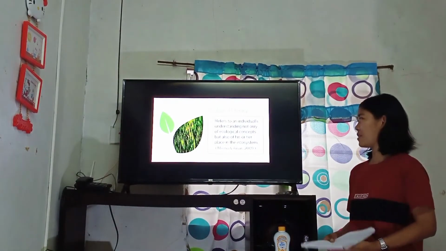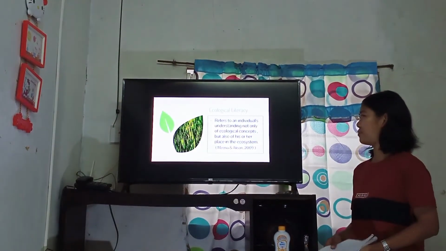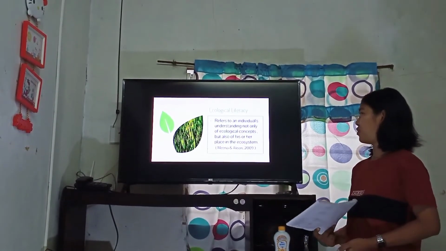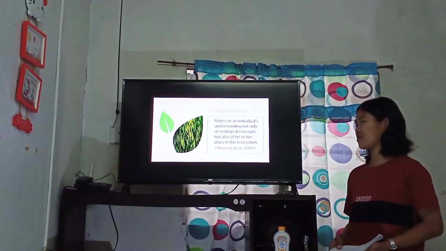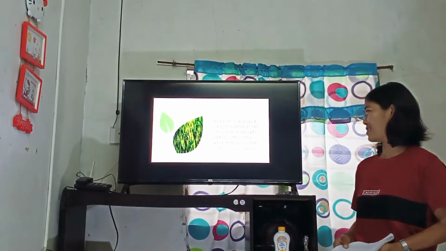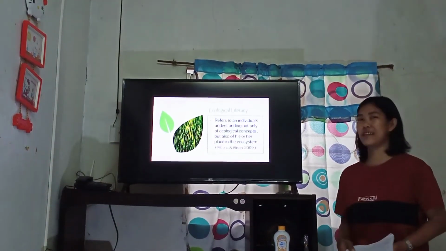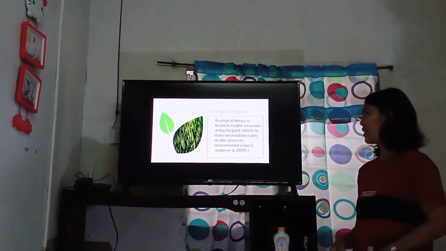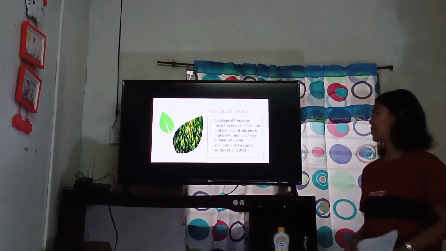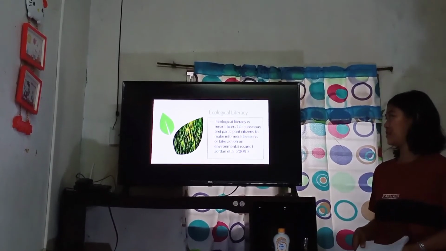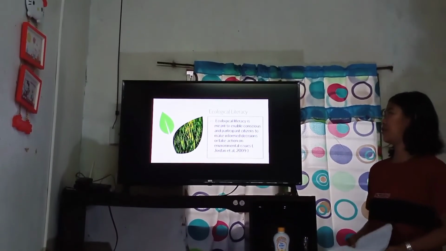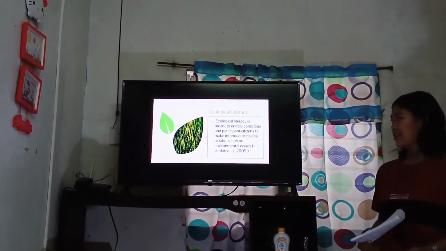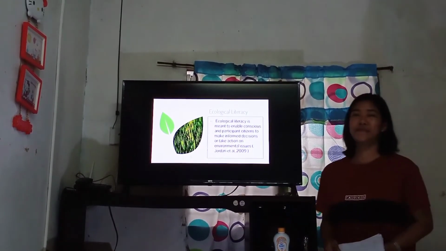Ecological literacy refers to individuals' understanding not only of ecological concepts but also of his or her place in the ecosystem, by Mena and Allison, 2009. Ecological literacy is meant to enable conscious and participant citizens to make informed decisions or take action on environmental issues, by Jordan et al., 2009.